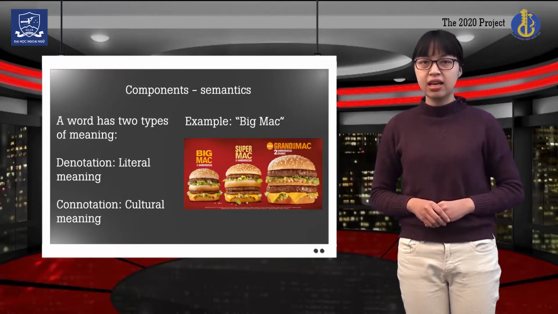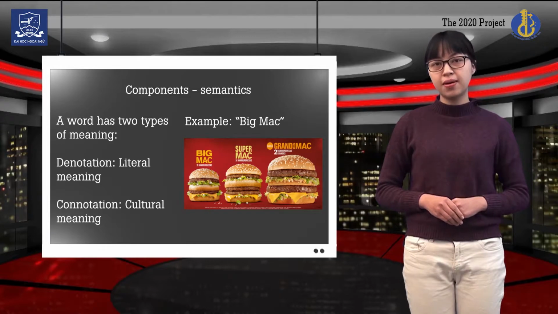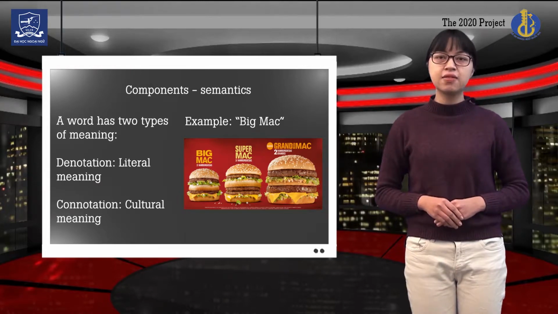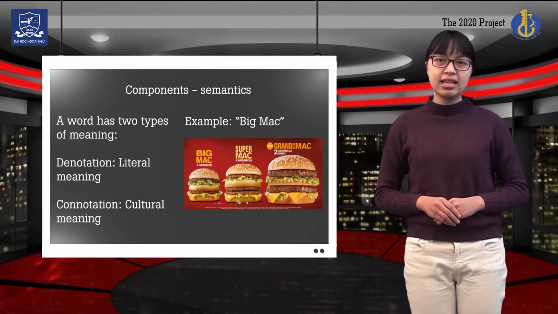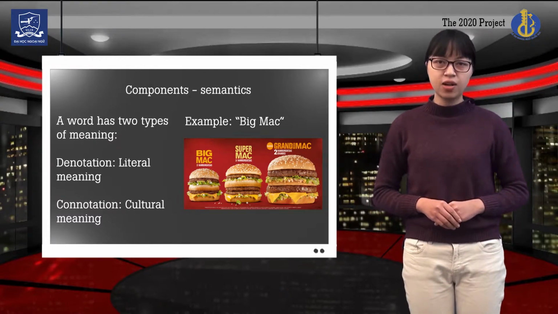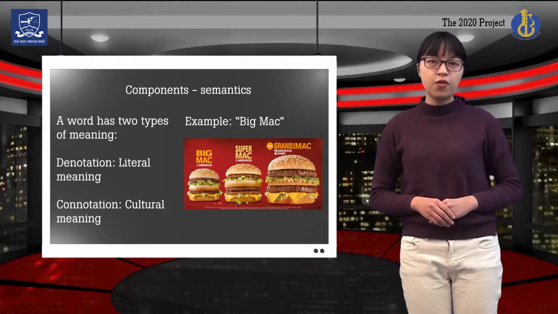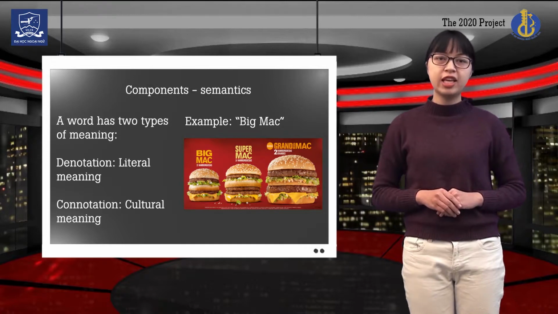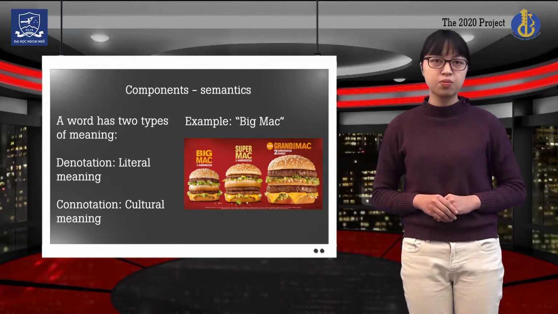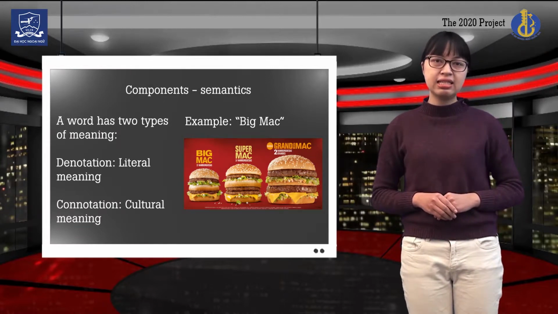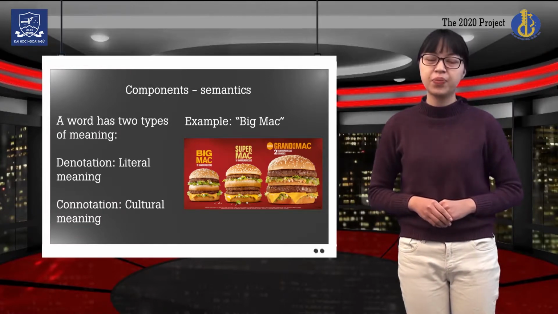Regarding semantics, every word holds 2 types of meaning, denotative and connotative. Denotation refers to the literal meaning of a word or an object and is basically descriptive. This is the kind of meaning we find in a dictionary. For example, a denotative description of a Big Mac would be that it is a sandwich sold by McDonald's that weighs a certain number of grams and is served with certain sauces.